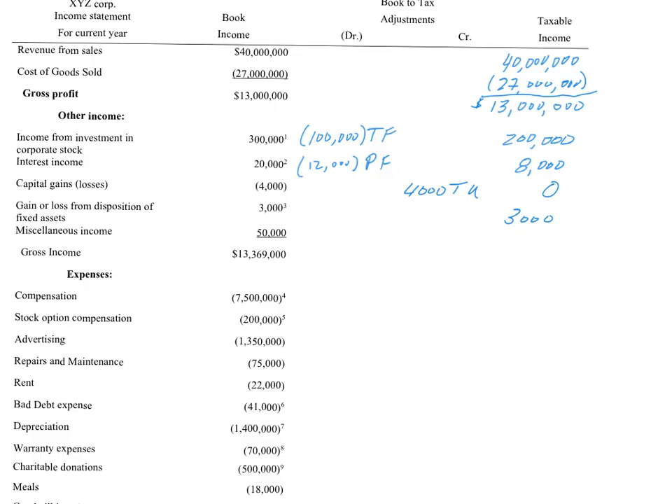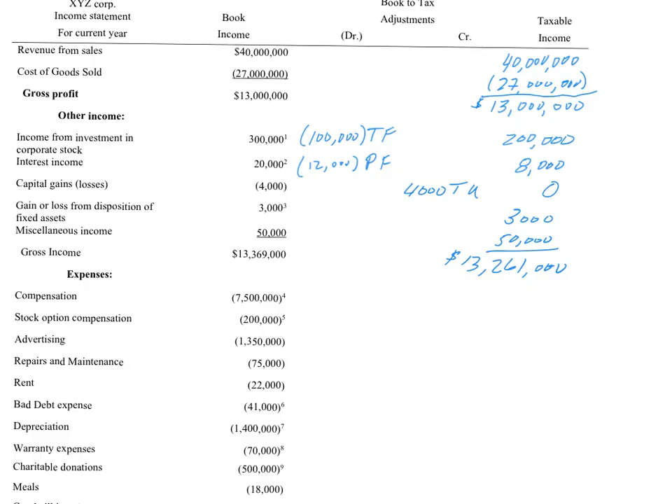All right, what about miscellaneous income? There's no note about miscellaneous income, and there's nothing fundamentally concerning about miscellaneous income from a tax perspective. So there's no change there. So what that does is give us the ability to calculate gross income from a tax perspective, and gross income from a tax perspective is $13,261.